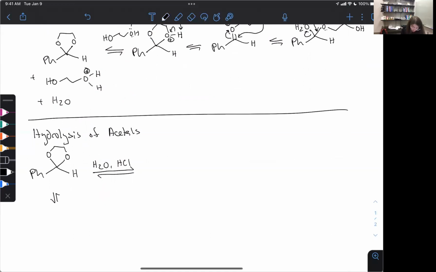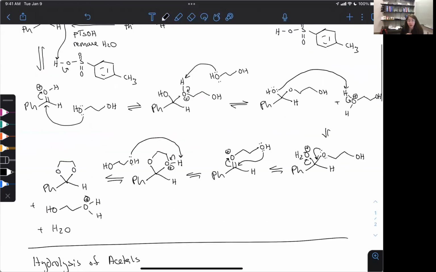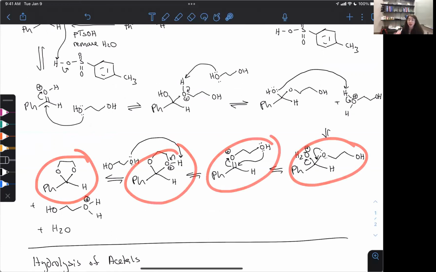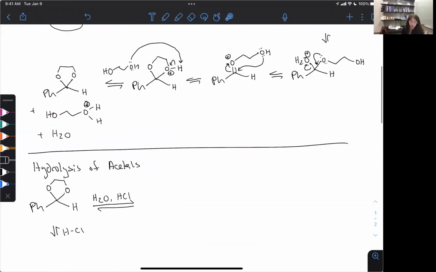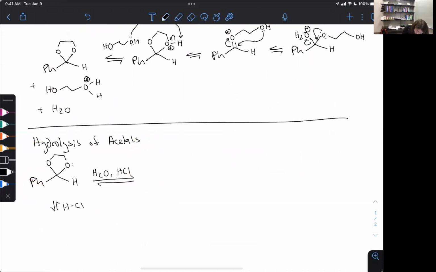The important thing to keep in mind here with these mechanisms is that you can literally draw out the formation of the acetal, and you'll see that all of these intermediates that we draw here are going to be identical to the intermediates that we're going to draw for this hydrolysis reaction. So first step, we're going to protonate because we are still in acid, so that's still going to be the first thing that we should think about doing.